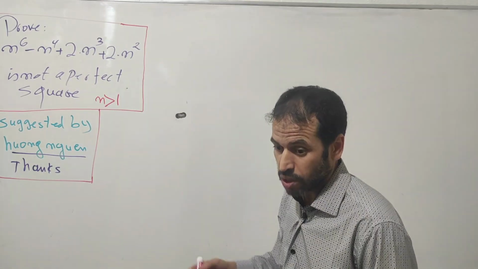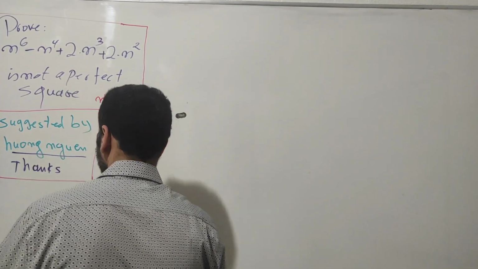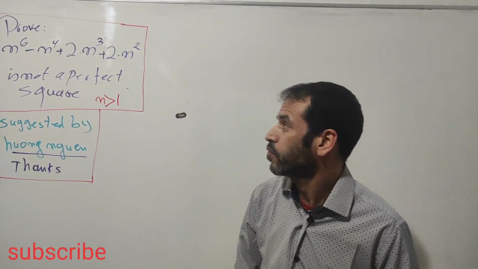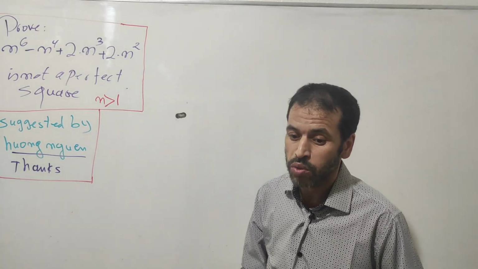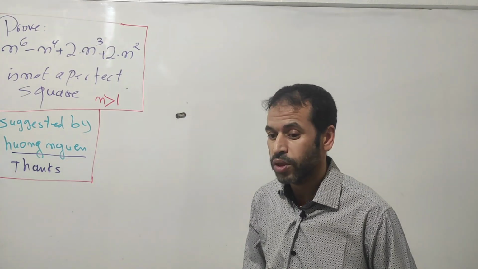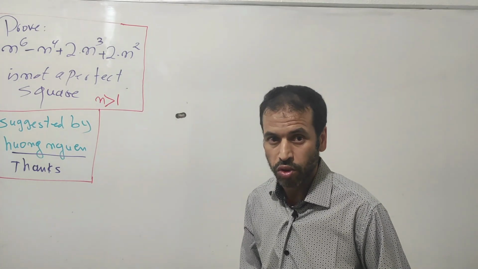Now let's go ahead and proceed with the solution. As we know, most of the time we provide the proof by way of contradiction. We are going to use this approach: we assume this expression is a perfect square, then from there we build our proof to extract the contradiction.